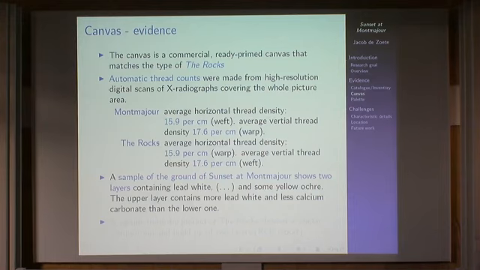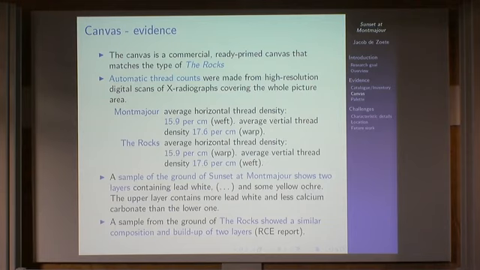Okay. So apart from this thread count, they also looked at this ground layer that was put on there before they sold the canvas, and they checked what elements were present in this white ground layer. So there is some lead white and some other stuff with yellow ochre, and then there is another layer on top of this ground layer that contains more lead white and less Gaussian ground, and the lower one. And that also holds for this painting, the rocks that I showed.